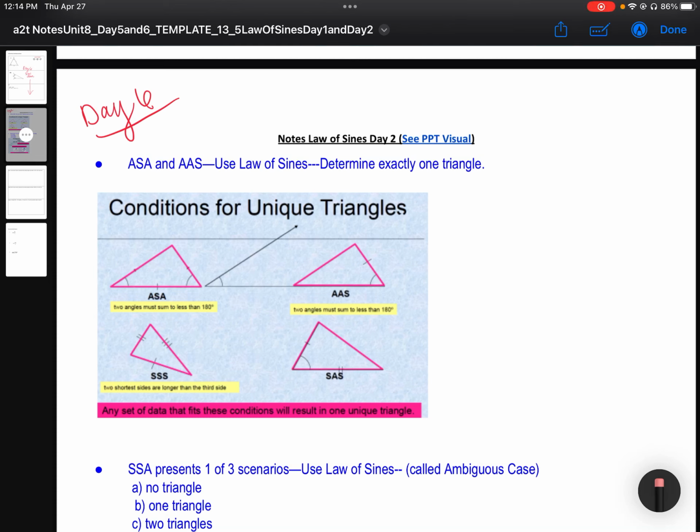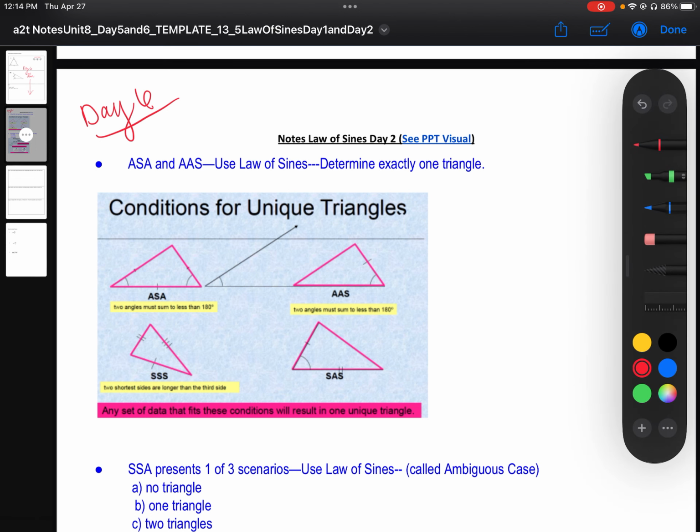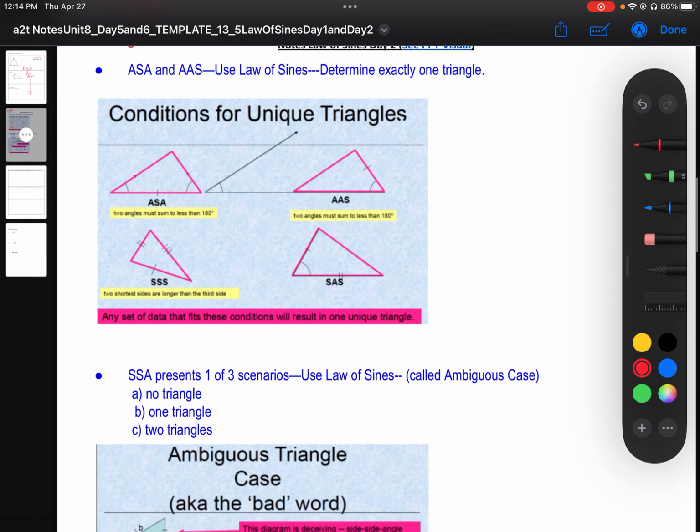Okay, so today we're doing day 6 notes, which is Law of Sines day 2. So last class we talked about how if we have the congruence theorems, angle, side, angle, angle, angle, side, or side, angle, side, we have enough information to state that there is exactly one triangle.